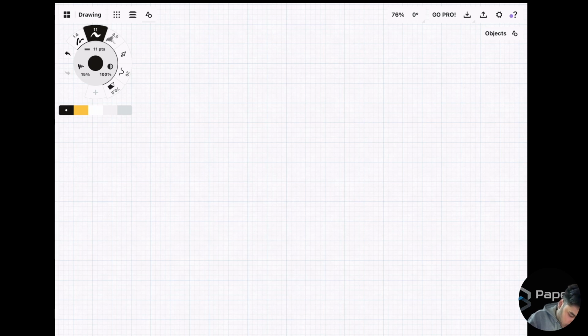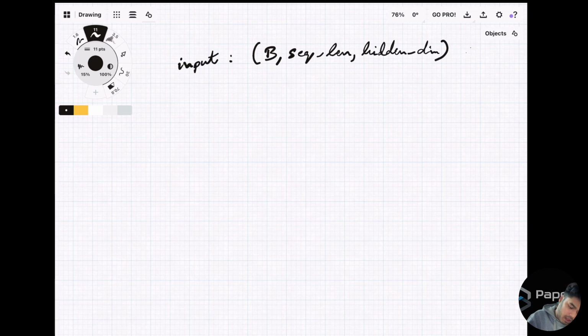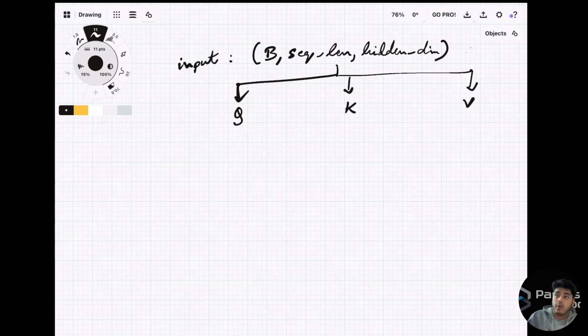All right. So let's say we have an input, and as we discussed, we know it is batch size, sequence length, and this hidden dimension. What we are trying to do here is that we create three copies of the same input. We call one of them queries, one of them keys, and one of them values. The idea is that we multiply. So let's say we keep a linear layer here.